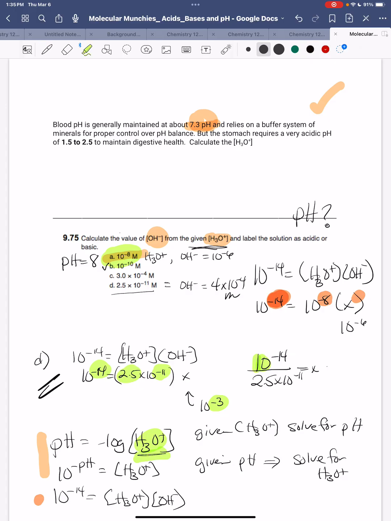Again, we're asking ourselves the question, is this an acidic or a basic solution? And if I look at that number and I look at that number, I see that I have a lot more OH. And I can see the pH of the system is about negative 11. And so that's a basic solution.